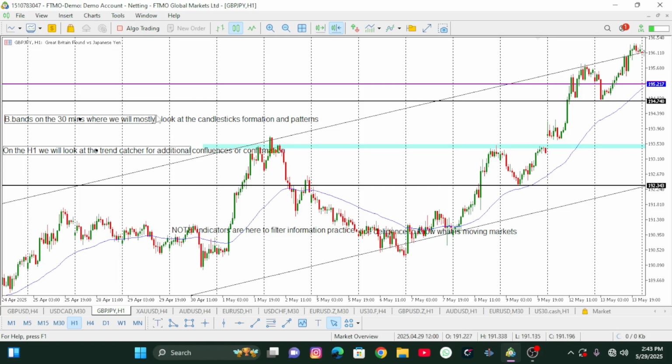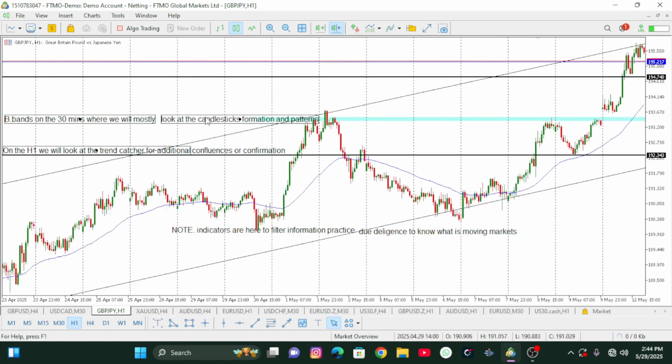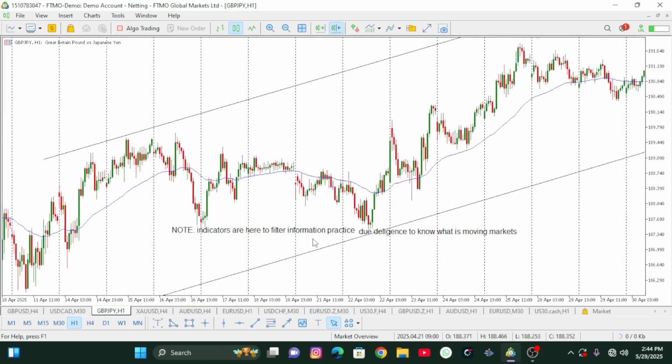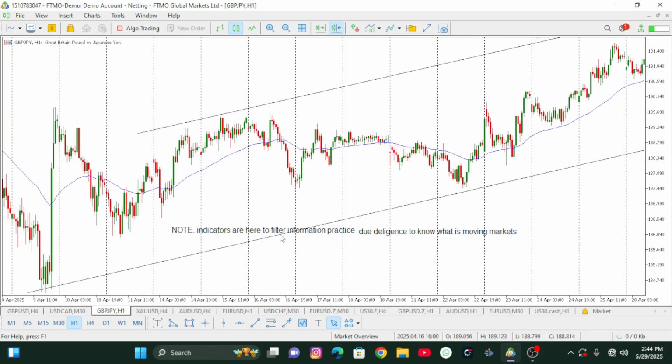But don't forget that all these indicators are usually lagging. What do I mean? All these indicators usually have a lag, and tend not to take note of what is moving the market. So, a note of caution: indicators are here to filter out information, so it's up to you to practice due diligence. Know what is moving the markets.